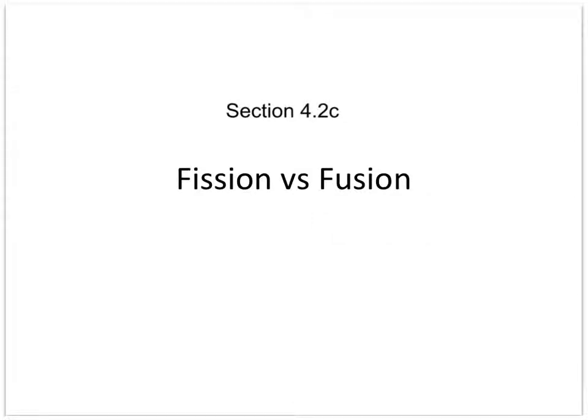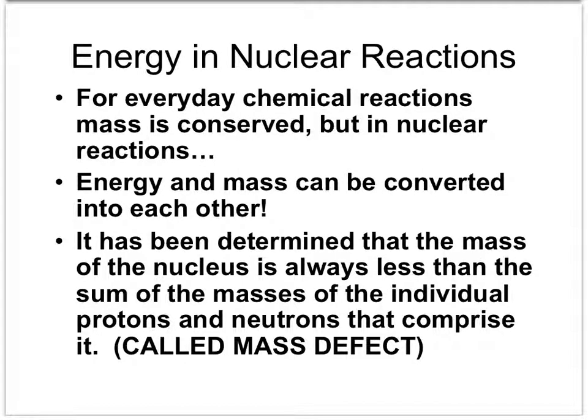In this third section of 4.2, we'll talk about the basic difference between fission and fusion. Everyday chemical reactions show us that mass is conserved, but in nuclear reactions, both energy and mass can be converted into each other. It has been determined that the mass of the nucleus is always less than the sum of the masses of the individual protons and neutrons that comprise it. This is called the mass defect.